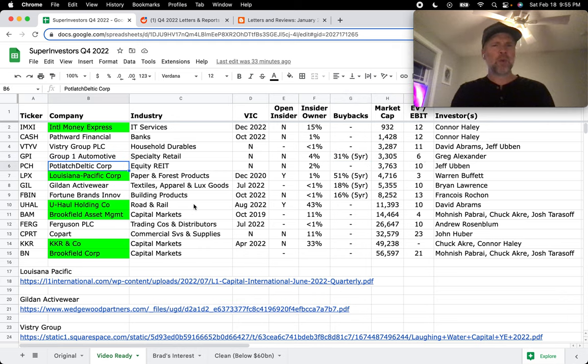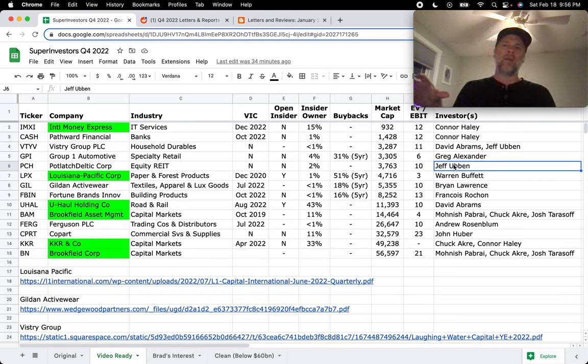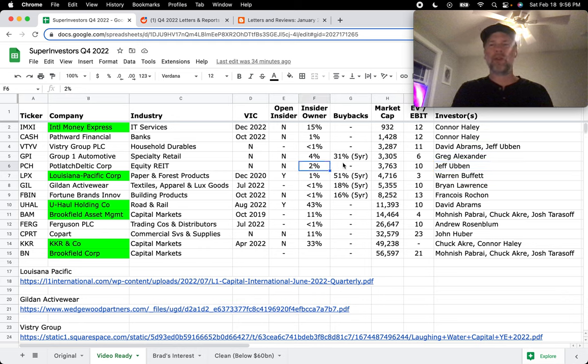So this was particularly interesting. I really wanted to have reasons to dig into this. Potlatch Deltic. I believe they own sustainable timber properties. Okay, so it's a REIT, a real estate investment trust that owns timberland, sustainable forest timberland. And this is owned by Inclusive Capital, which is not Jeff Ubben's original fund, which is ValueAct. It's his newer sustainability-oriented fund. So I really wanted to see reasons to go into this one. There's no VIC write-up. There's nothing happening in terms of insider buying. Very low insider ownership. No buybacks.